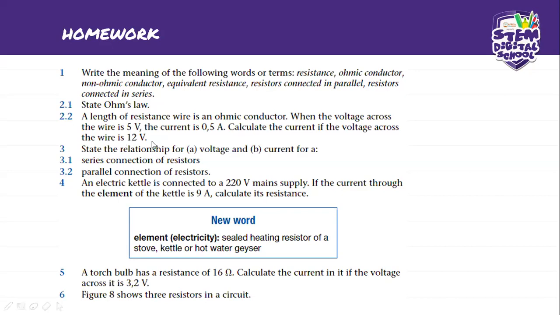Okay, so what do we have? The length of the resistance wire is an ohmic conductor, which means that it obeys Ohm's law. When the voltage across the wire is 5 volts, the current is 0.5 amps. So what they want here is for you to calculate the current if the voltage across the wire is 12 volts. Which means that you can find the resistance, and once you find the resistance, you can calculate the current. So let's go and check that out.